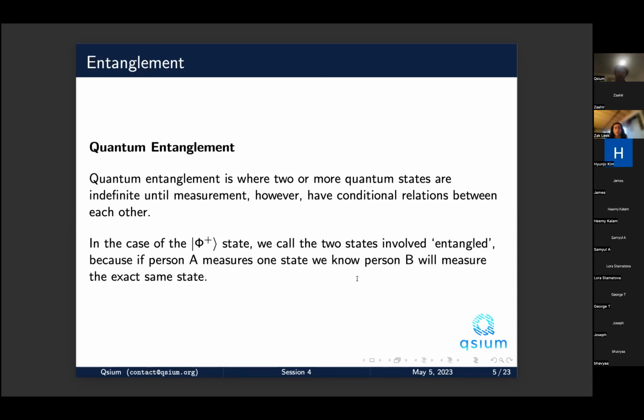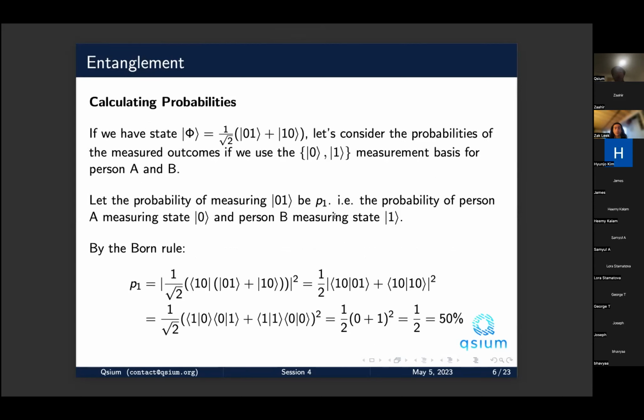So how do we calculate probabilities? I'll let you first read through the slide, and I'll give you 10 seconds just to have a brief look at what it says.